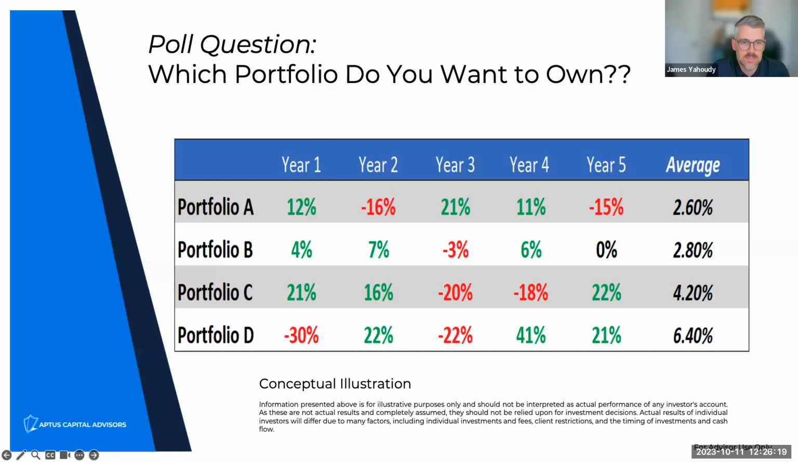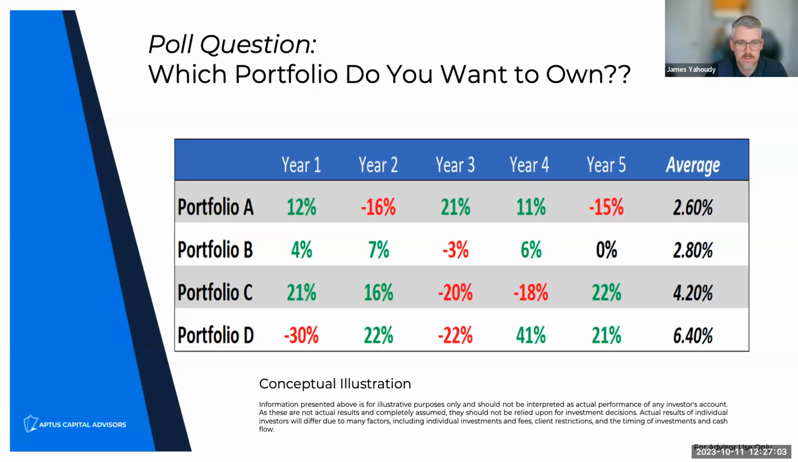So this is a slide that we've used in prior presentations with the Georgia FPA. So maybe we'll have better, more accurate results, if you're familiar with this question. We have a list of 4 different portfolios and 5 different years of returns. You can see the average return here in the right column. Ultimately, the question is, which portfolio would you want to own given the return stream? It's not necessarily what fits your risk tolerance. It's what portfolio is going to compound the most at the end of this 5-year period.